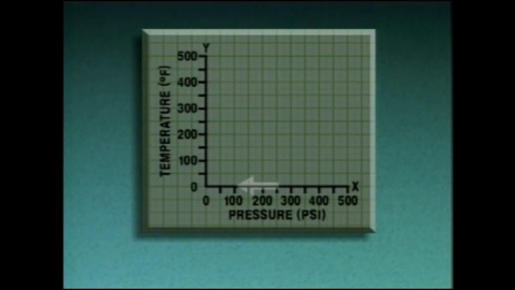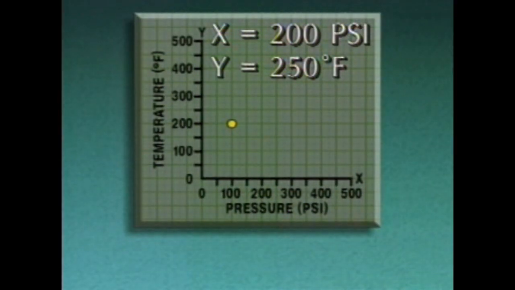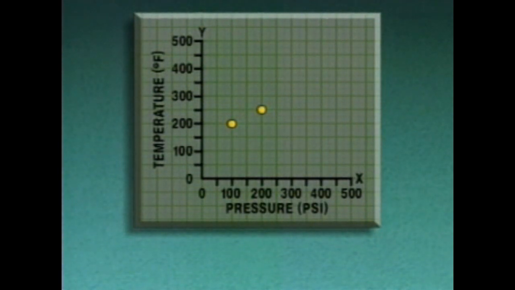One way is to locate the X value on the X-axis, for instance 100 psi, and follow that line up until you reach the corresponding Y value, in this case 200 degrees Fahrenheit. Place a dot at that location. With the coordinates 200 psi and 250 degrees Fahrenheit, the next dot is placed here. This process is repeated until all of the coordinates are plotted. The last step is to connect the points to form a curve.